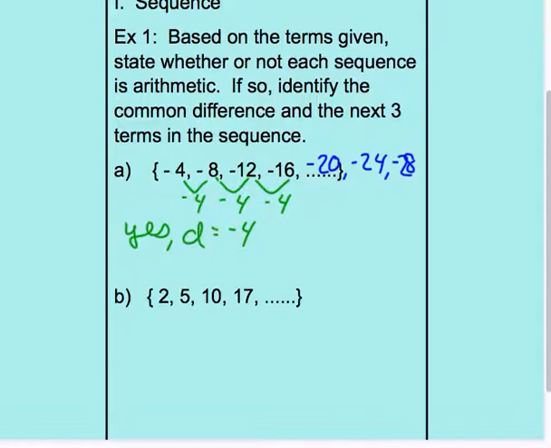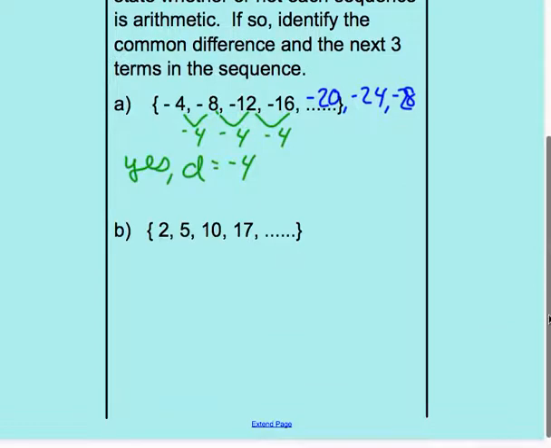28. Let's try that. All right, so our second example here, we figure out what we are adding. Plus 3, plus 5, plus 7. So there's definitely a pattern for this sequence, and we could easily find the next three terms, but it's not arithmetic because we do not have a common difference.